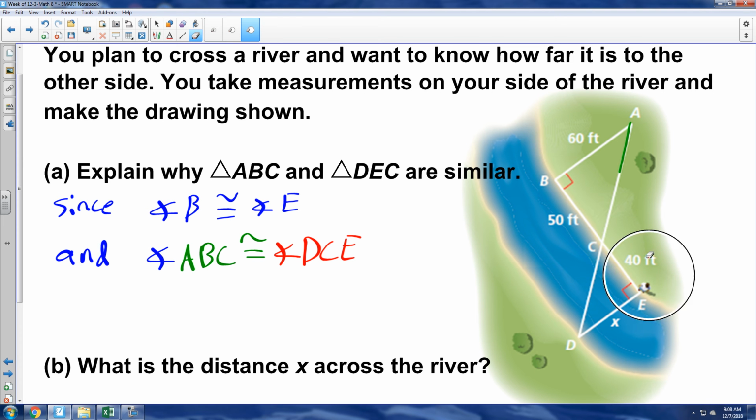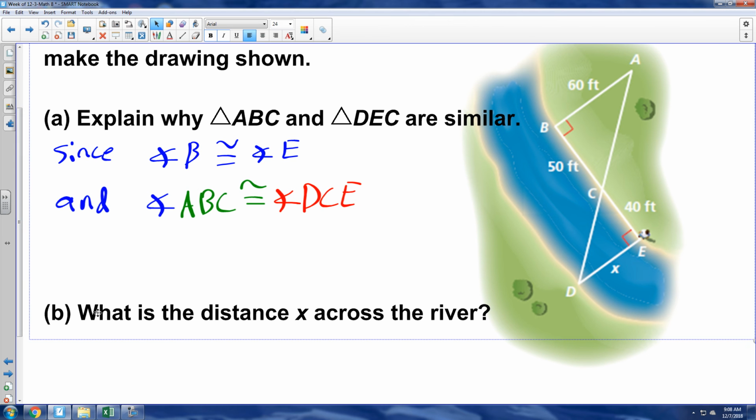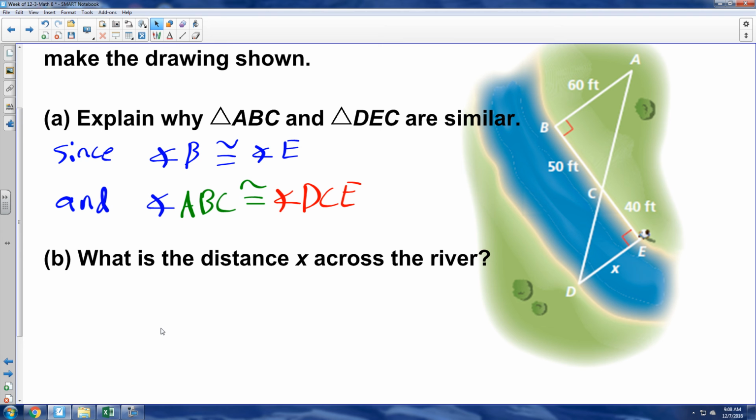So now it looks a little cleaner, right? They said that ABC and DEC were similar, so I think we're going to need a proportion. So what do you want to do for your proportion? What do you want to put over what? Think about what you would do if this was your thing.